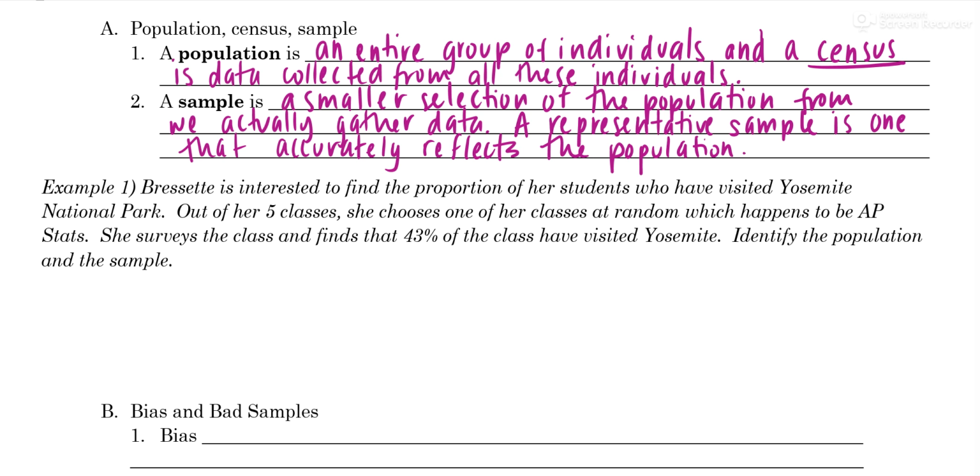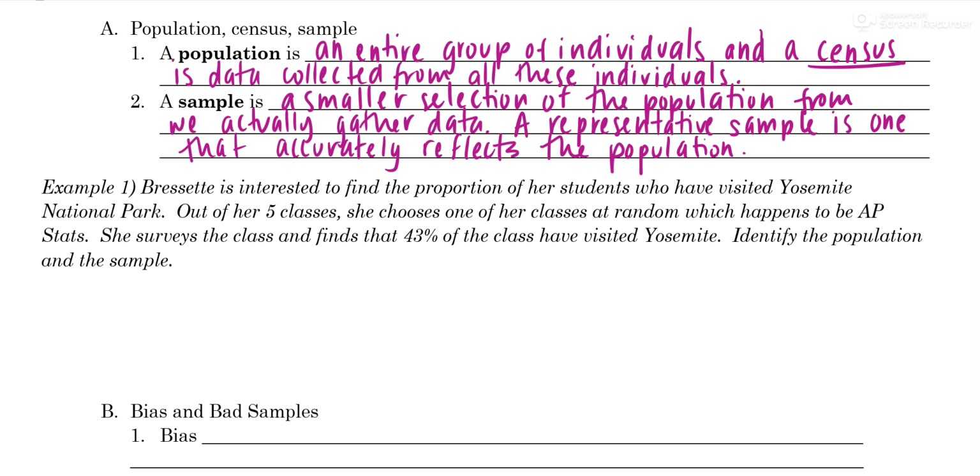It says, Brissette is interested to find the proportion of her students who have visited Yosemite National Park. Out of her 5 classes, she chooses one of her classes at random, which happens to be AP Stats. She surveys the class and finds that 43% of the class have visited Yosemite. Identify the population and the sample.